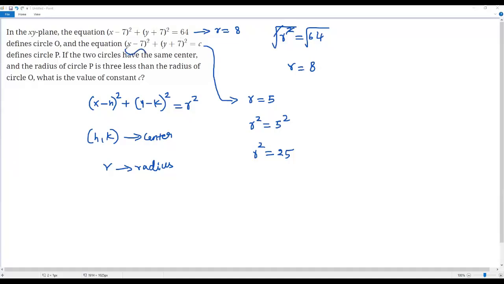Okay, here in the given equation of circle P, what do we have on the right side? We have c on the right side. Already we have discussed that in the equation of a circle in standard form, the value on the right side always represents the square of the radius. So here we have the constant c on the right side in circle P, so c represents the square of the radius. Already we got the square of the radius of the second circle, that is 25. So for this r² we can plug in 25. So the value of the constant c is 25.